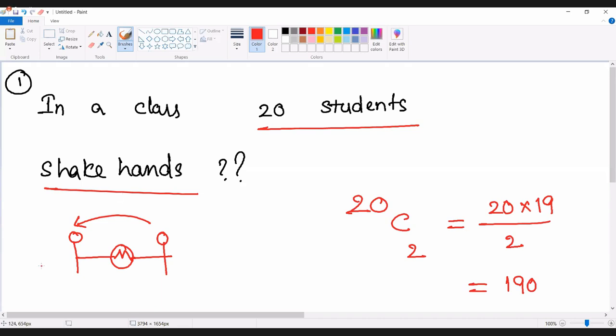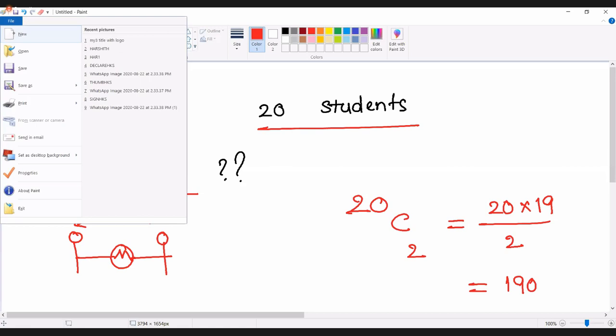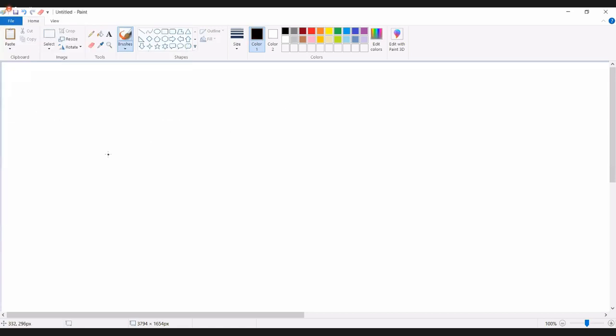So in a classroom, 20 students are there. How many shake hands are there? To make one shake hand, a minimum of 2 candidates are required. Out of 20, how many shake hands means 20C2, choosing 2 out of 20. That will be possible in 20C2. That will be the answer. So if you have n members, the number of selections will be directly nC2.